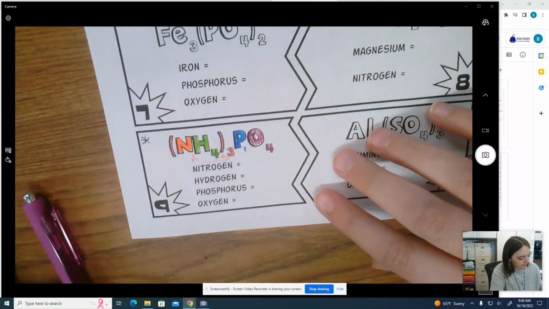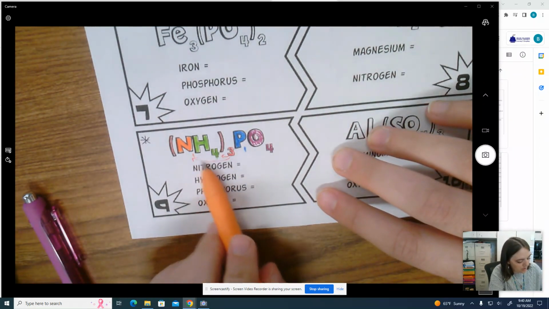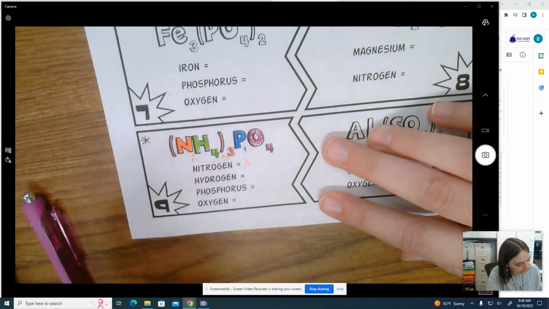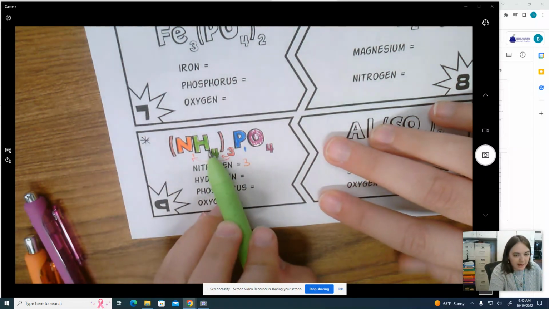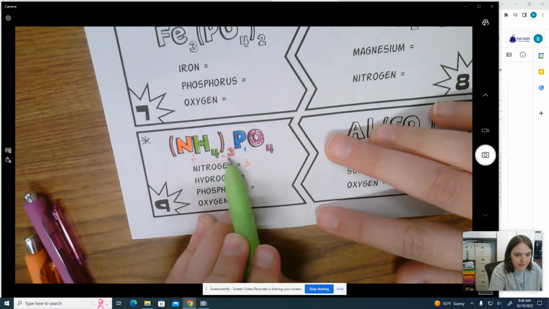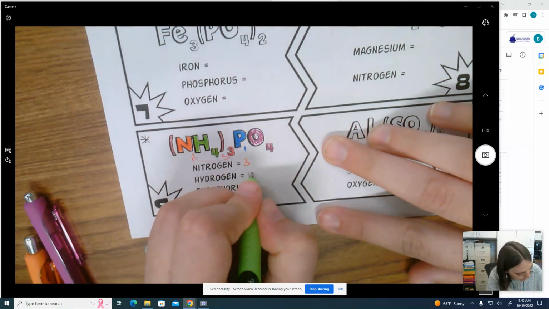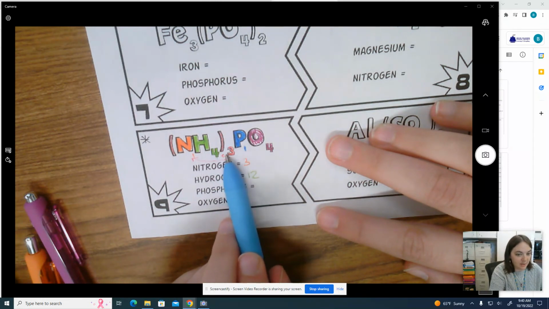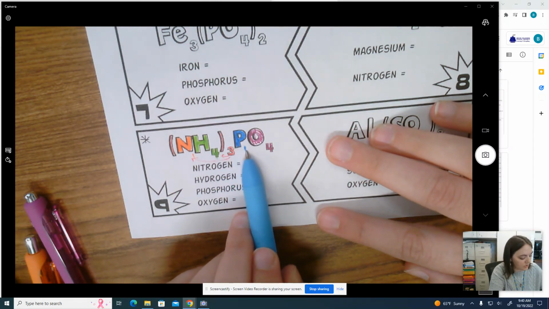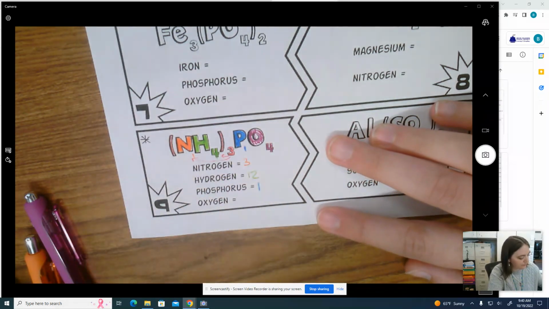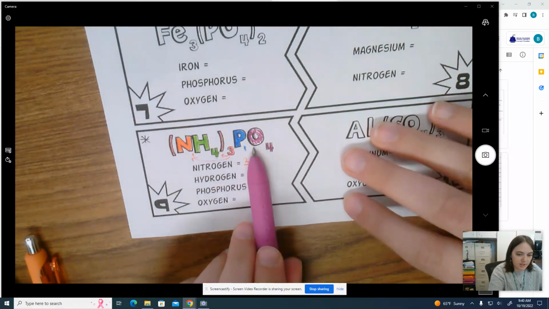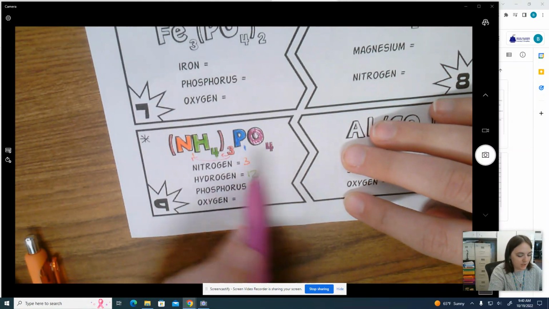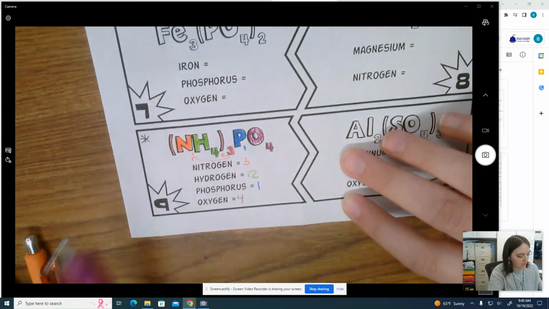So for nitrogen, it's 1 times 3, so that's 3. For hydrogen, 4 times 3, that's 12. Then phosphorus, because it's outside the parentheses, and there's no number, so it's just 1. And then for oxygen, there's a 4 after it, so we're going to say 4.